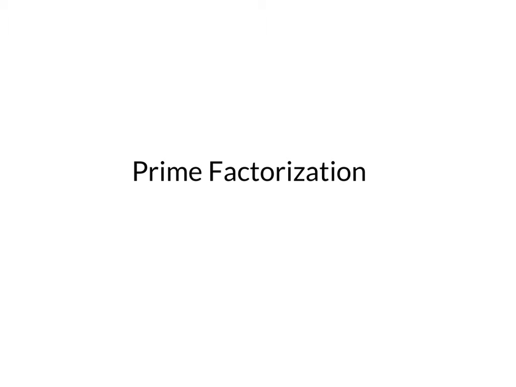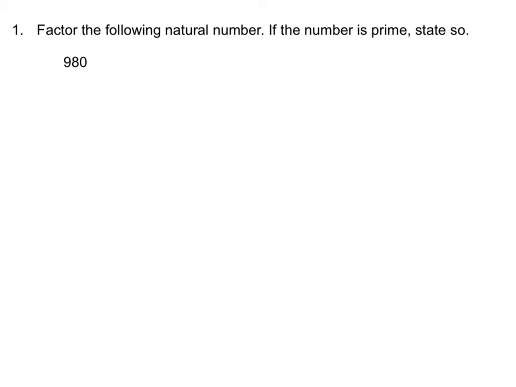Prime factorization. Factor the following natural number. If the number is prime, state so. Here we have the number 980. We're going to factor this number into the set of prime numbers by using a factor tree.